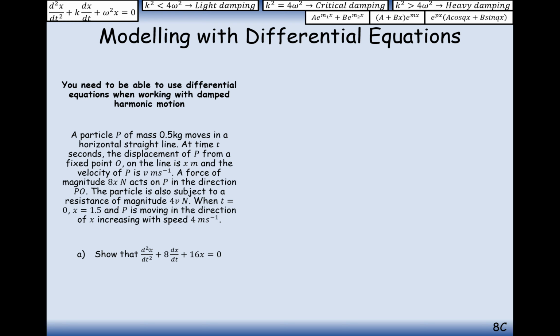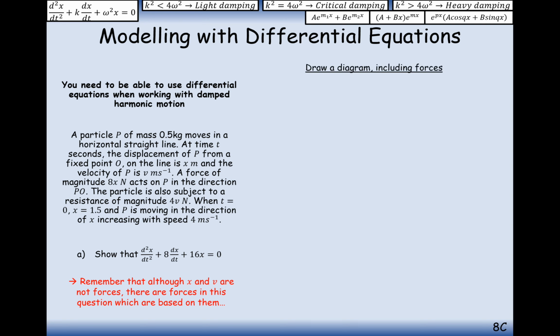The question asks us to show that the second order differential equation looks like this: d squared x by dt squared plus 8 dx by dt plus 16x equals 0. Remember that although x and v are not forces, there are forces in the question which are based on them. So let's draw a diagram and include all this on a picture.